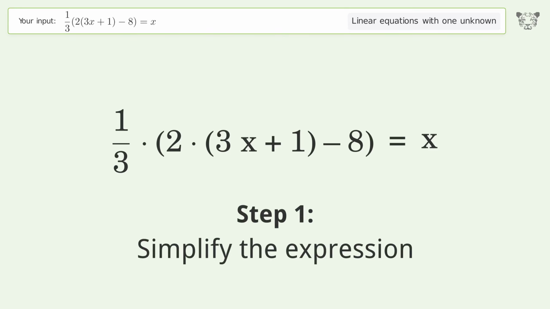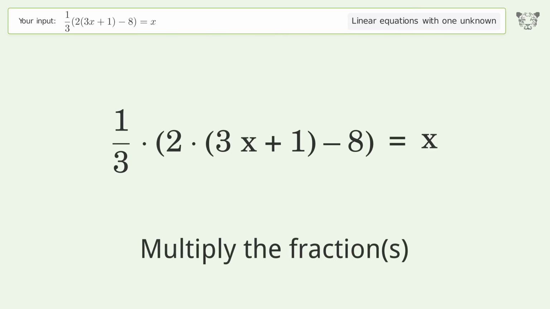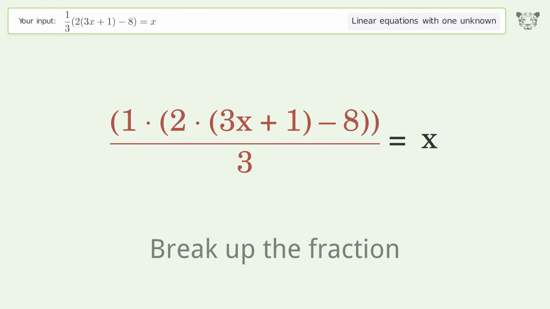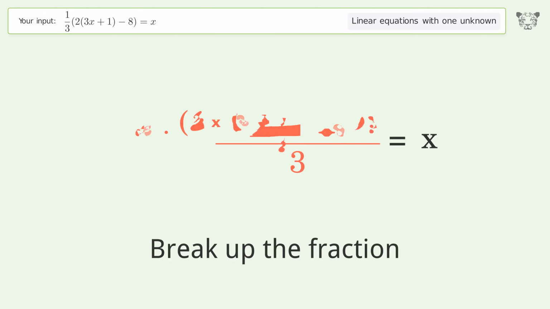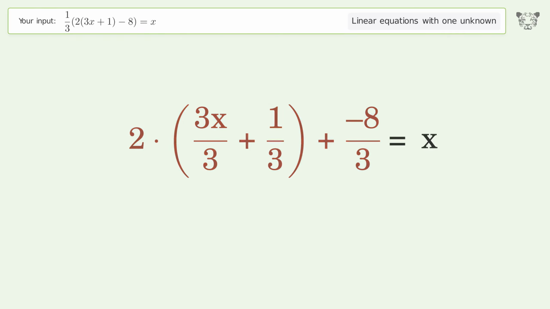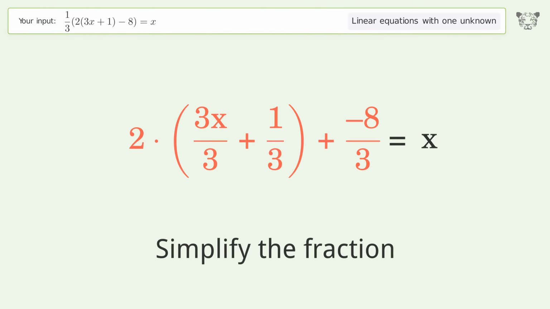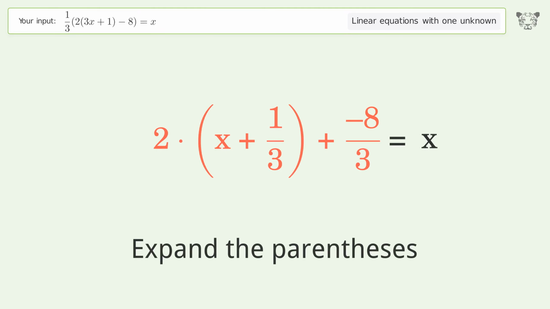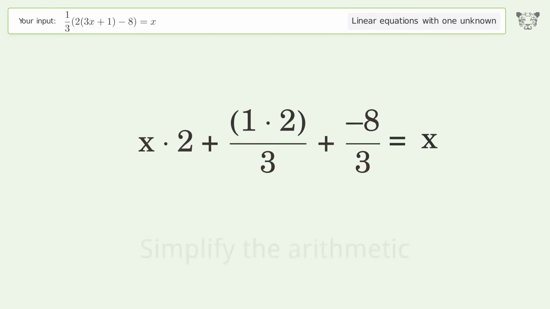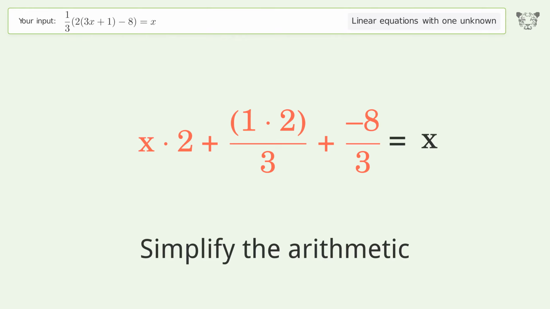Simplify the expression. Multiply the fractions. Break up the fraction. Simplify the fraction. Expand the parentheses. Simplify the arithmetic.